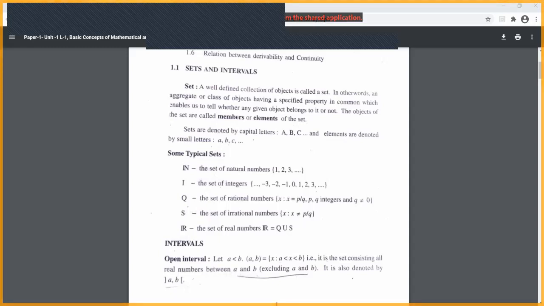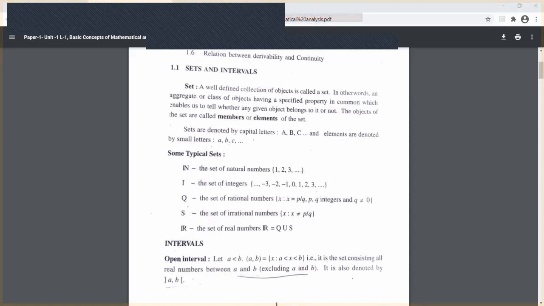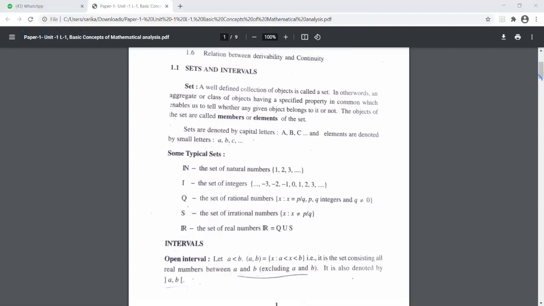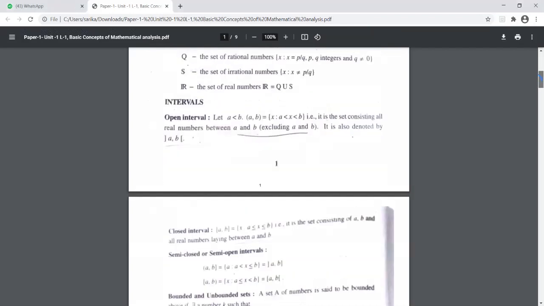R is the set of real numbers, and R is equal to Q union S. It means the set of real numbers will contain the elements of all rational numbers as well as irrational numbers, right? Because every number will be there in the real numbers. Now, intervals. Let's study about the interval.